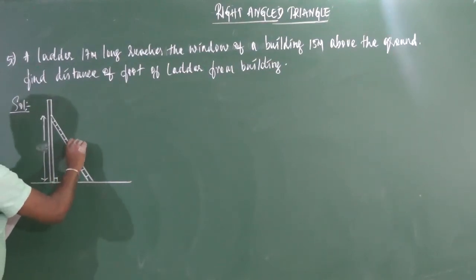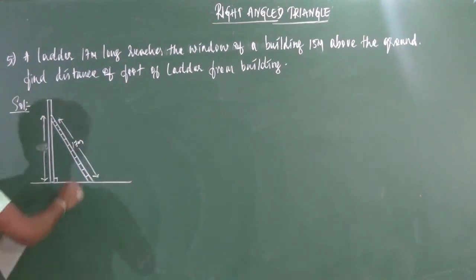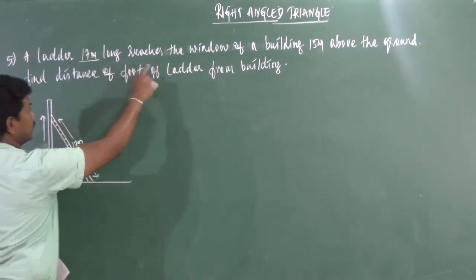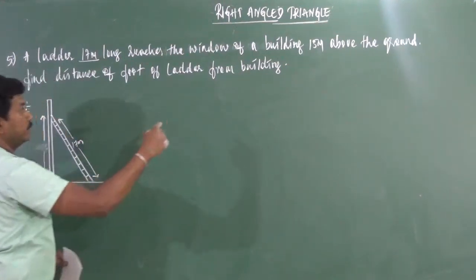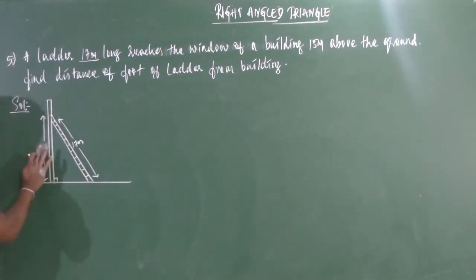The ladder is 17 meters long. A ladder 17 meters long reaches the window of a building 15 meters above the ground. So the window is 15 meters above the ground. So this is 15 meters, right?